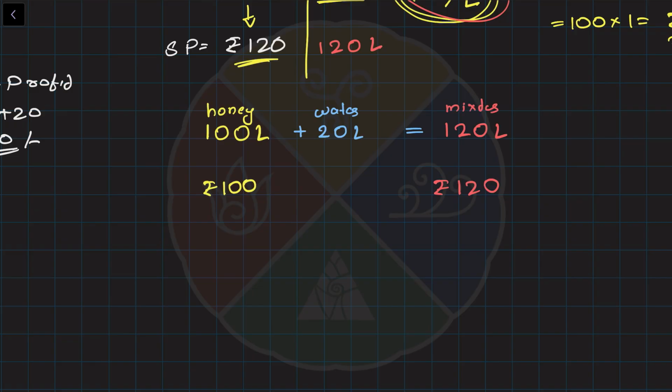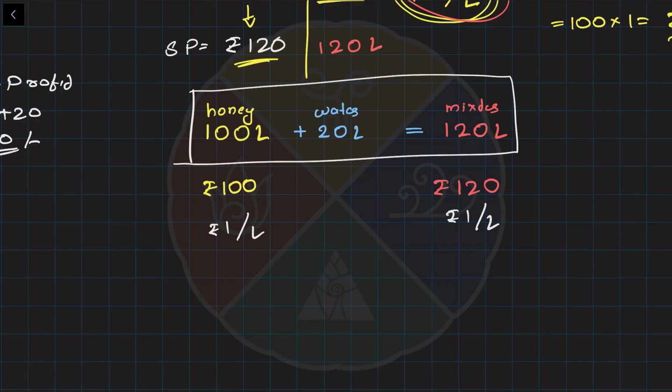And that is the reason why he is able to keep the selling price and cost price the same. Because in both cases, here also it is 1 rupee per liter, here also it is 1 rupee per liter. So this is how he is generating 20% profit. Now let's put this in a box.